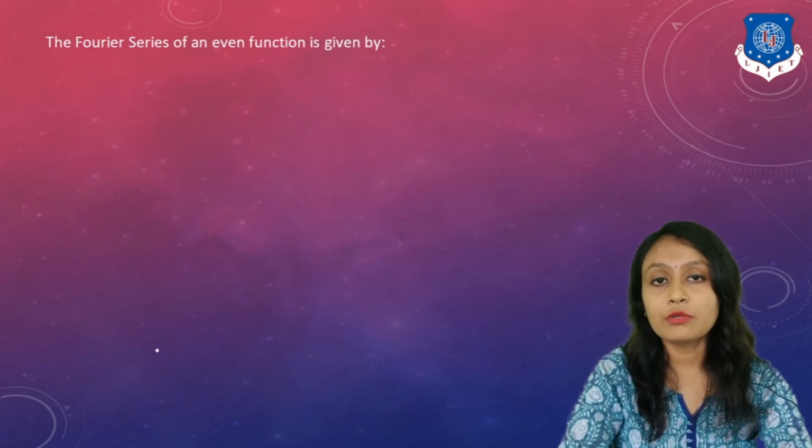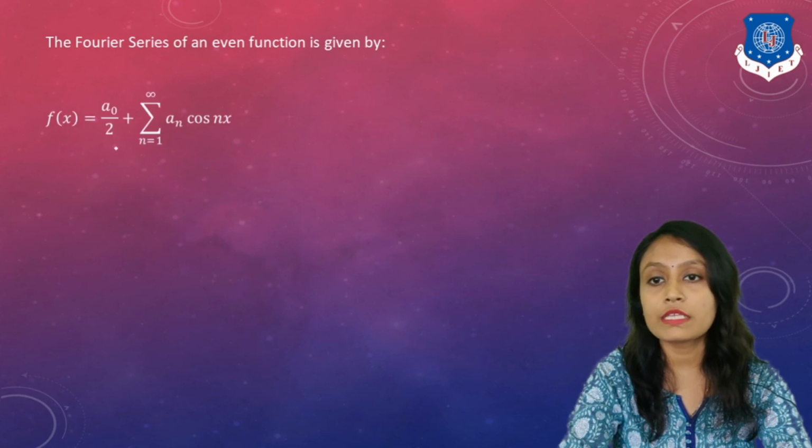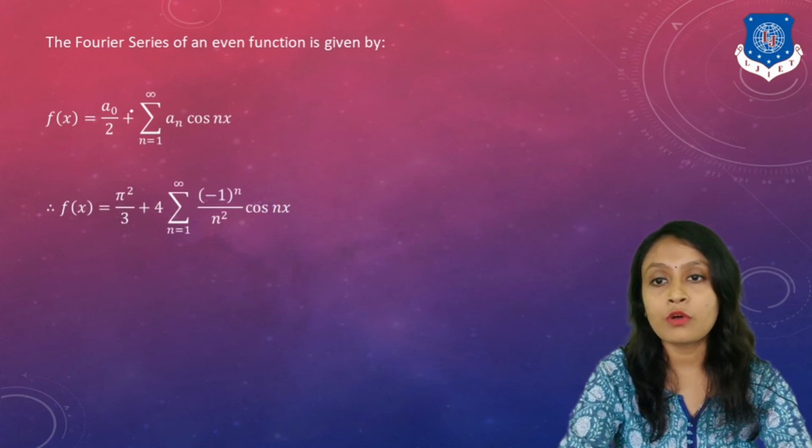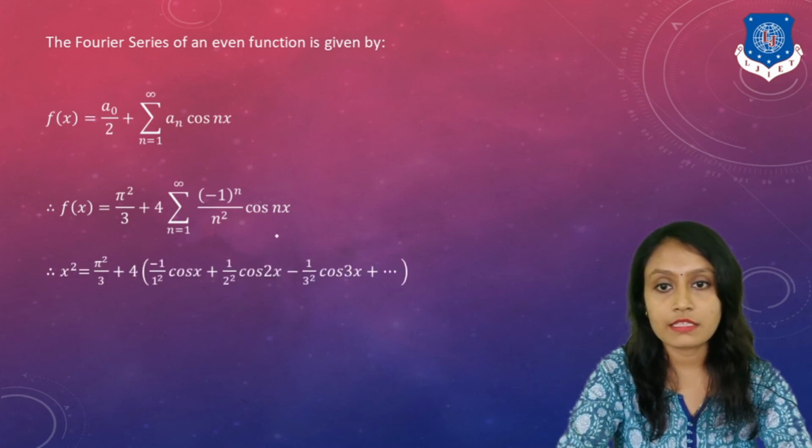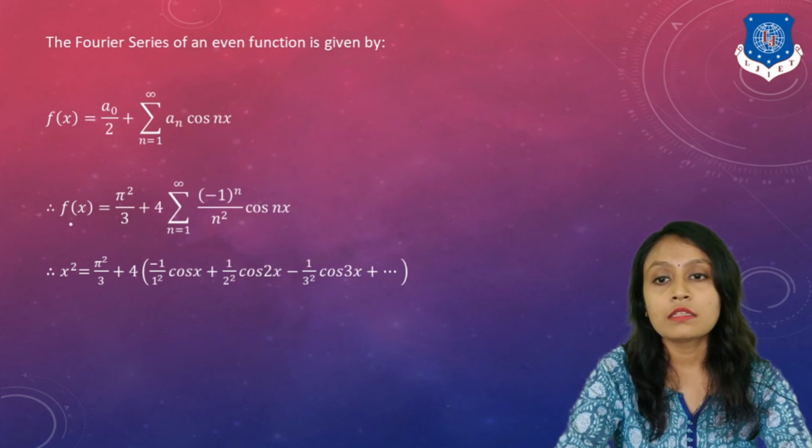Now we will substitute the value of a0 and an in the formula. F of x is equal to a0 by 2 plus summation n from 1 to infinity an cos nx. Okay, substitute the value of a0 and an. So you will get the final answer: f of x is equal to pi square upon 3 plus 4, I have taken outside, summation n from 1 to infinity minus 1 raised to n upon n square cos nx. Now we will discuss the proof.